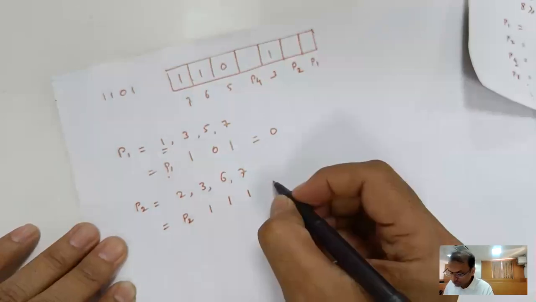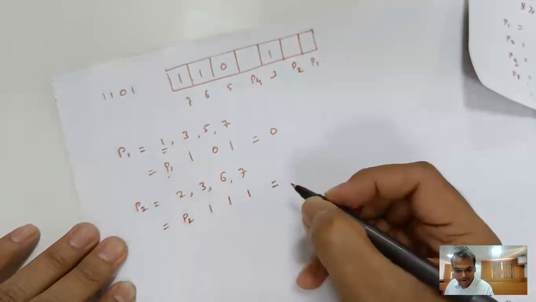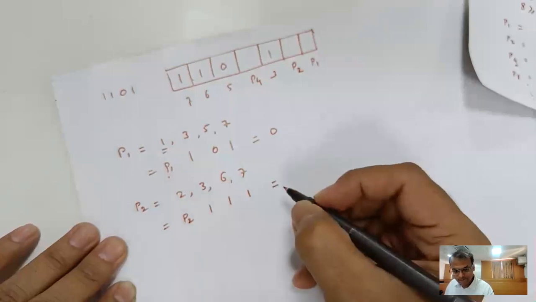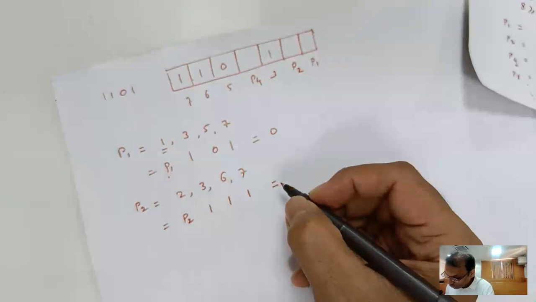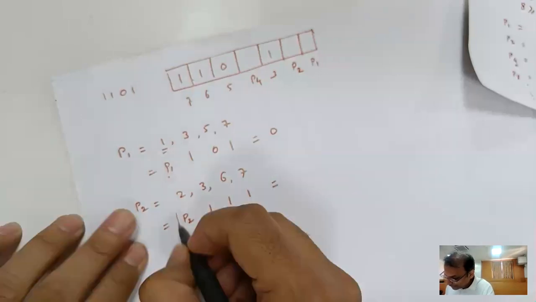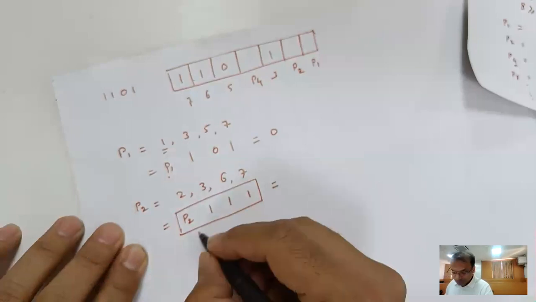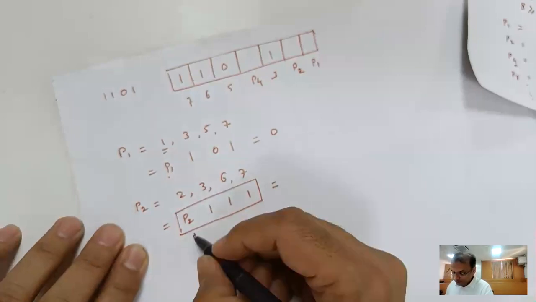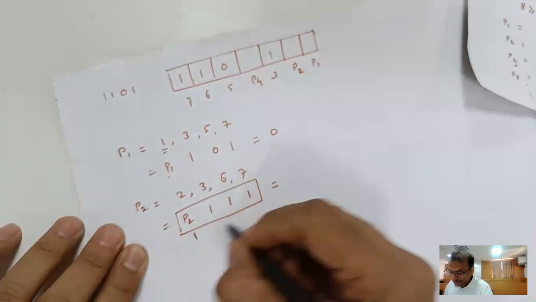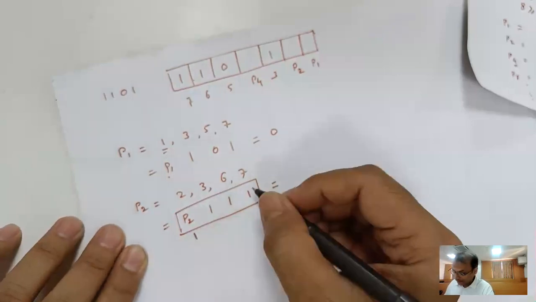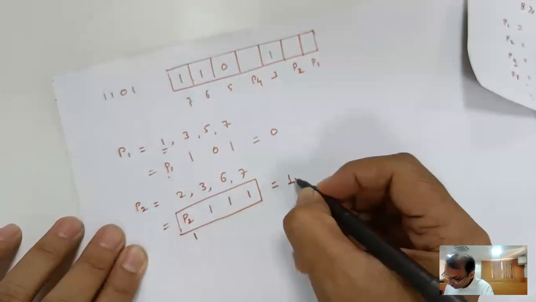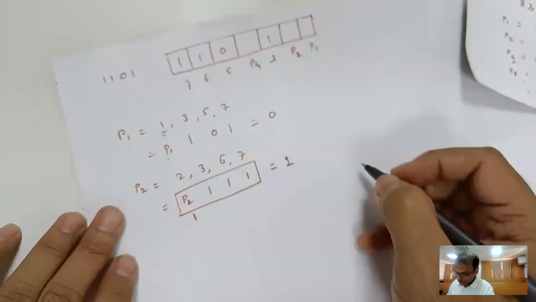So what should be the P2 value? 1. Because to make this even parity, if you put this P2 value as 1, then only the complete data will become even parity. Okay, so value of P2 will be 1 here.